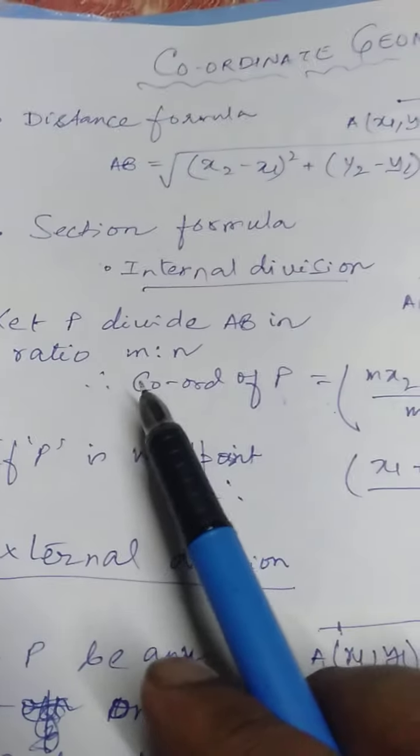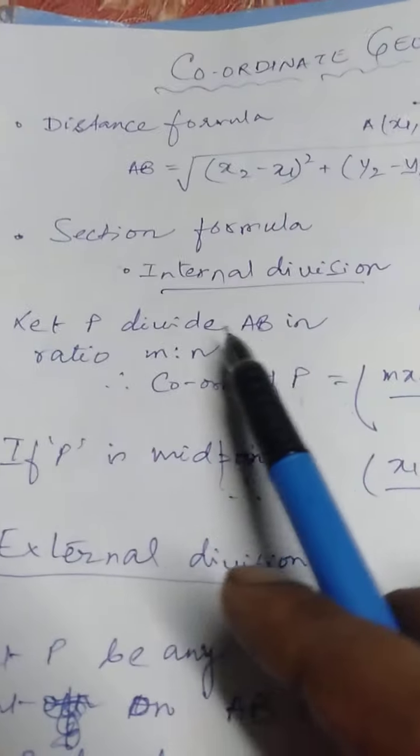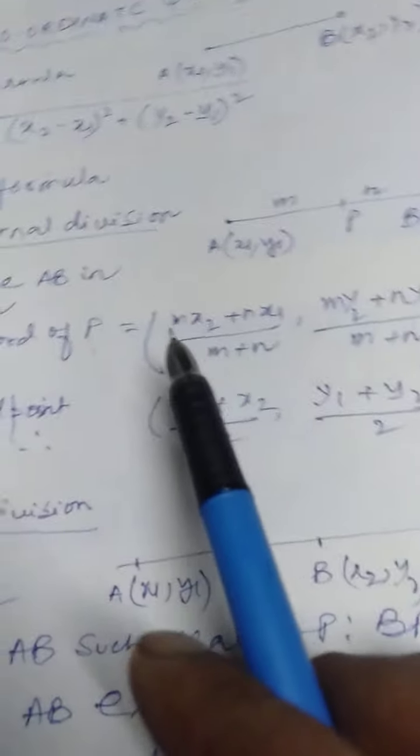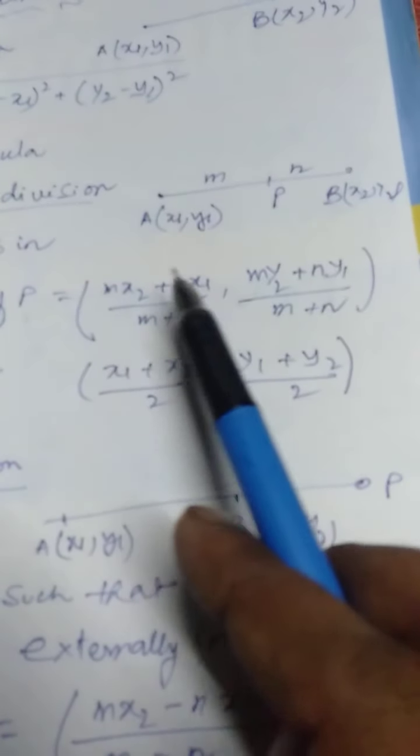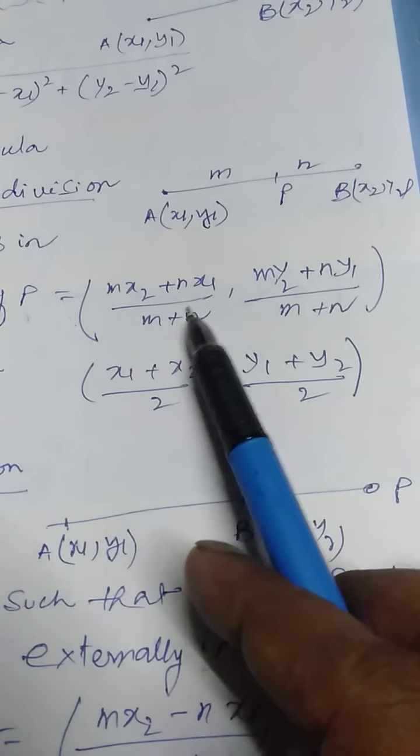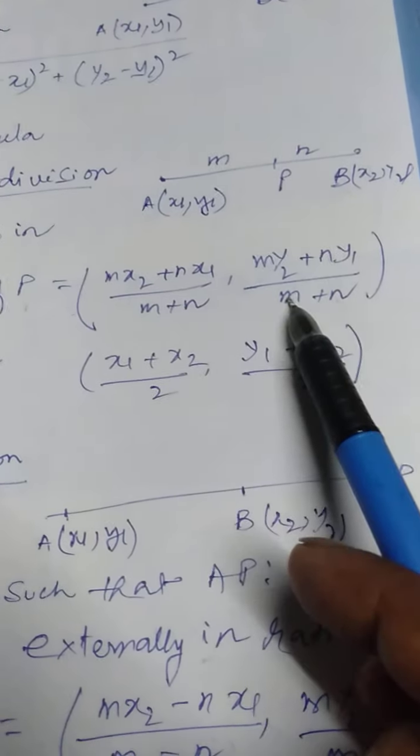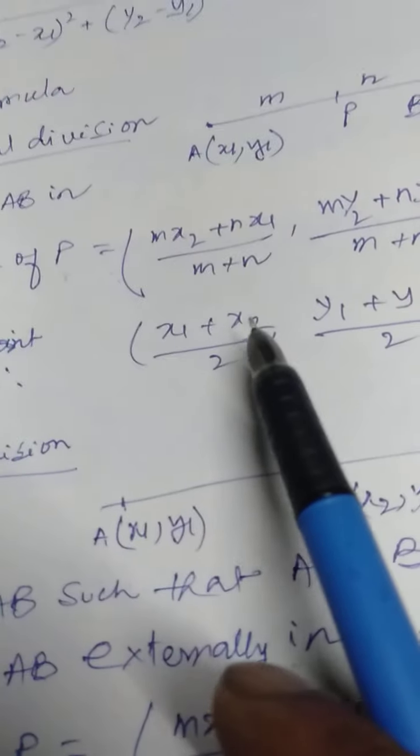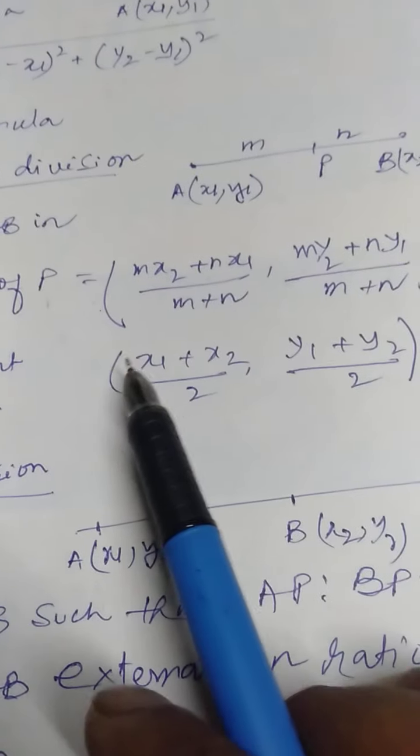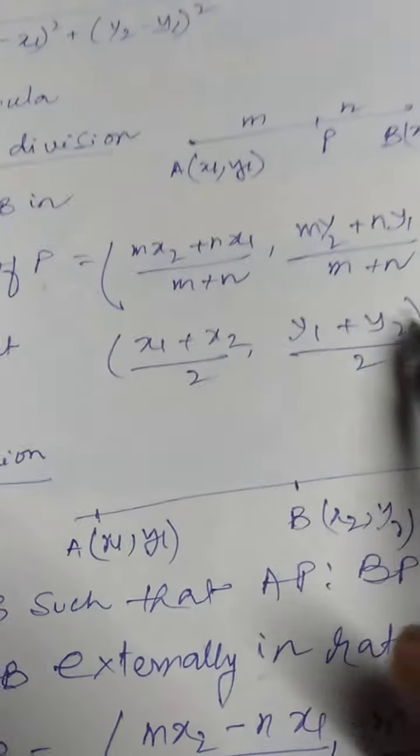So, what will we say? If P divides AB in the ratio m is to n, then the coordinates of P will be, this is a known formula, nothing new, (mx2 plus nx1) by (m plus n), (my2 plus ny1) by (m plus n). Now, if P is the midpoint, then what will be the formula? (x1 plus x2) by 2, (y1 plus y2) by 2.